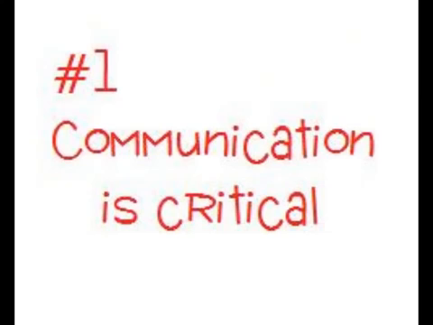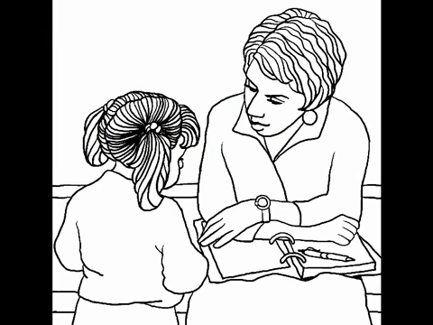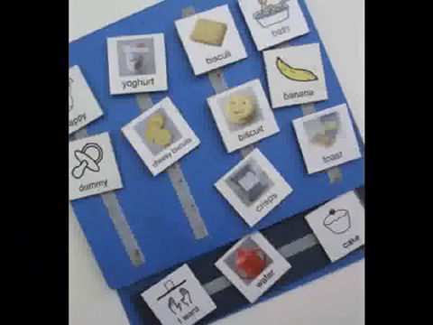Number 1. Communication is critical. A student with autism often has impaired communication skills. Be sure that the student has an effective and efficient method for both expressive and receptive communication. Once a communication system has been identified for a student, use it consistently.